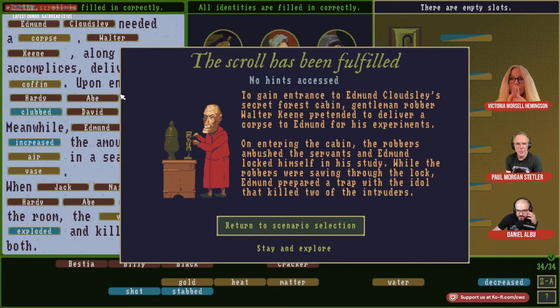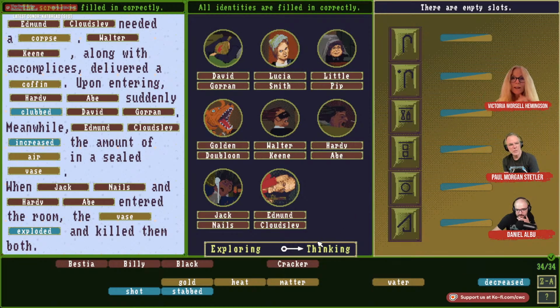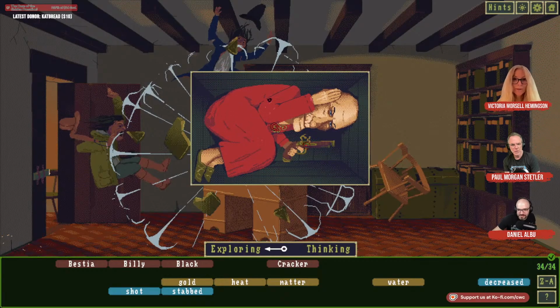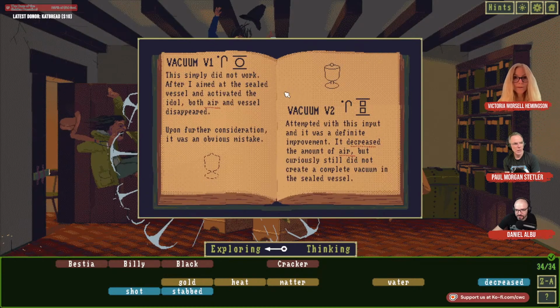Will this entrance help us? Edmund Cloudsley's secret forest cabin, gentleman robber Walter Keane pretended to deliver a corpse to Edmund for his experiments. On entering the cabin, the robbers ambushed the servants and Edmund locked himself in his study. While the robbers were sawing through the lock, Edmund prepared a trap with the idol that killed the two of the intruders. Well done. Okay. What's this thing on the right? Now, just in time for the end of the live stream.